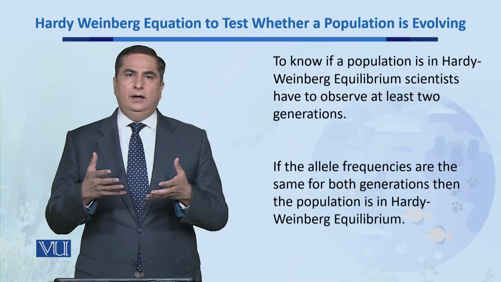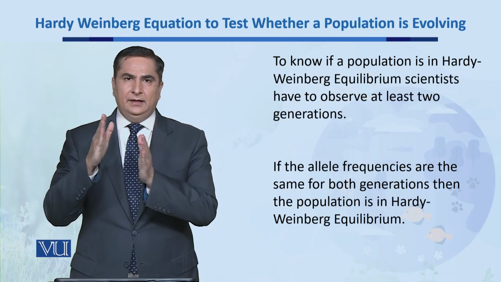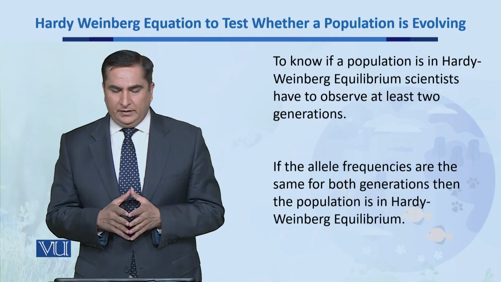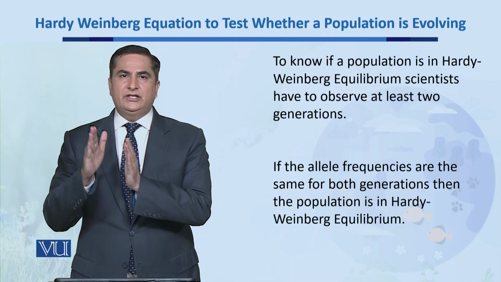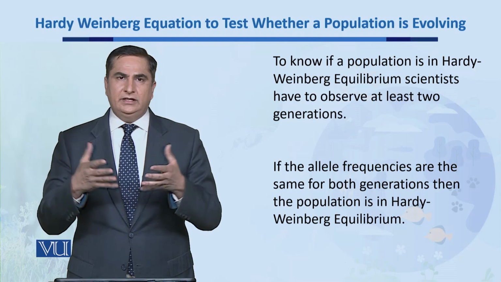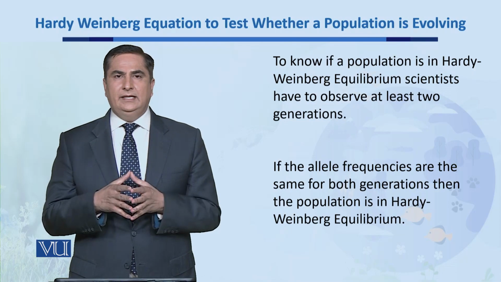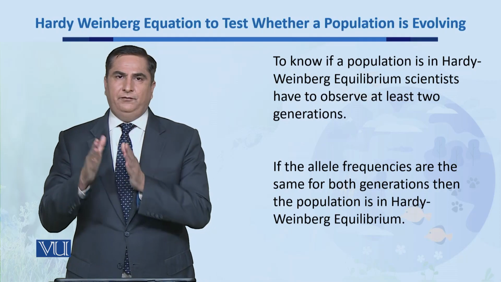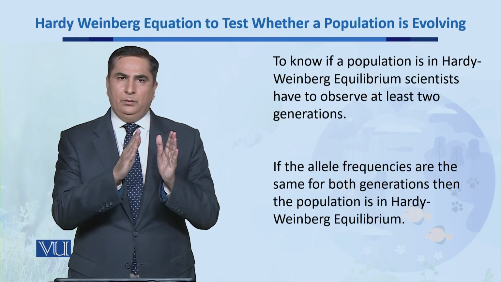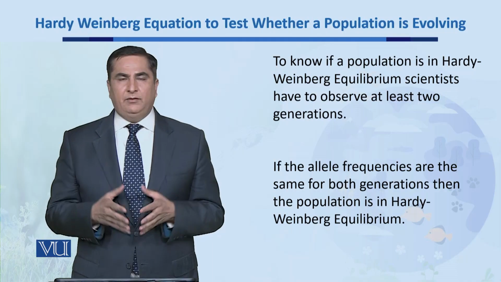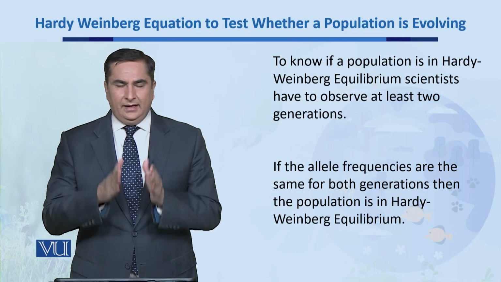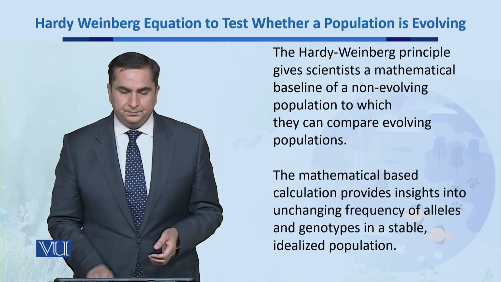Now, to know if a population is according to the Hardy-Weinberg equation, or if it is deviating from that, scientists have to observe at least 2 generations, and then they will compare the genetic changes, or the change in the allelic frequencies, to see if this particular population is following the Hardy-Weinberg equation or not. If the allelic frequencies are the same for both generations, then the population is in Hardy-Weinberg equilibrium.